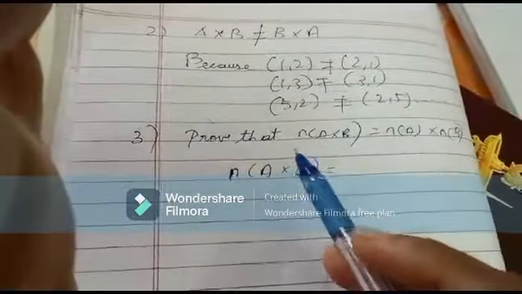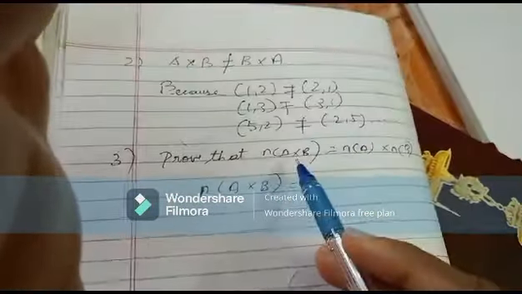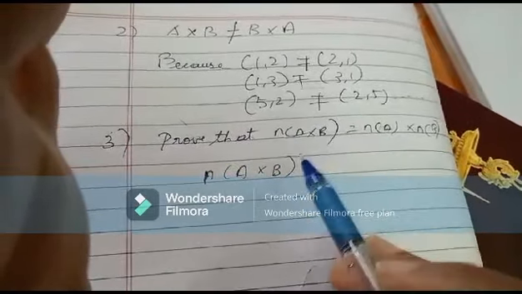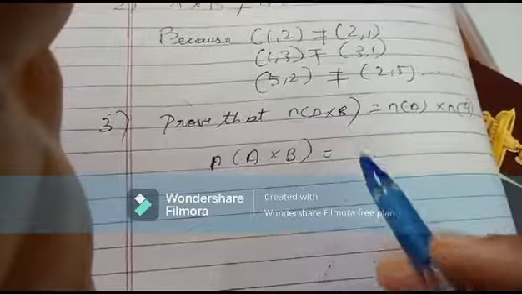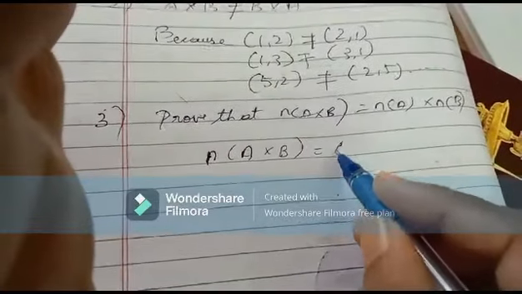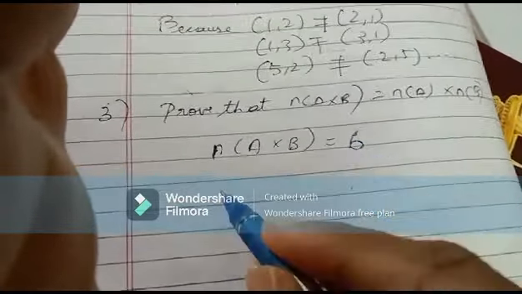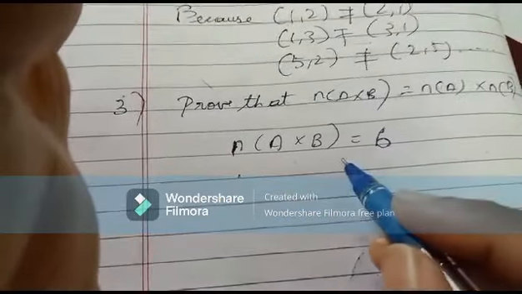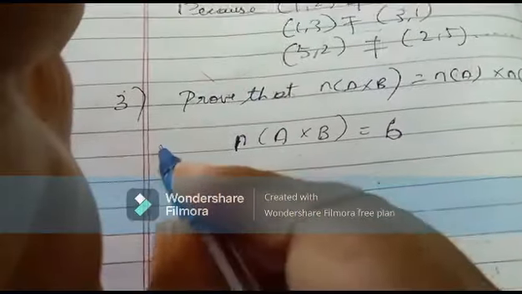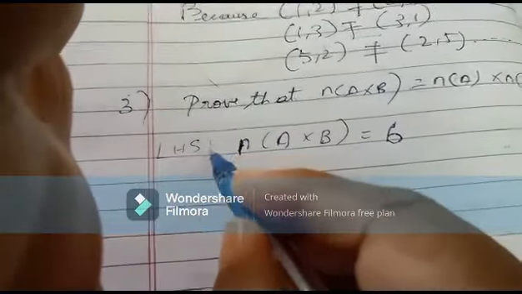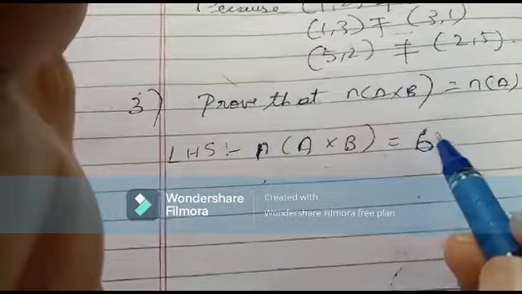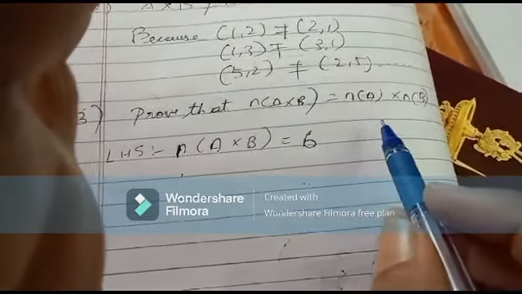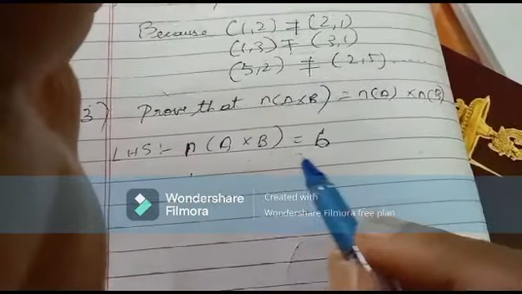Here we are going to prove n of A cross B is equal to n of A cross n of B, that's for sure, but we have to write through the steps and prove it. So n of A cross B is 6. So this is actually the LHS. LHS means left hand side. This one is 6, and we have to prove the right hand side is also 6. So LHS, that is n of A cross B, is 6.